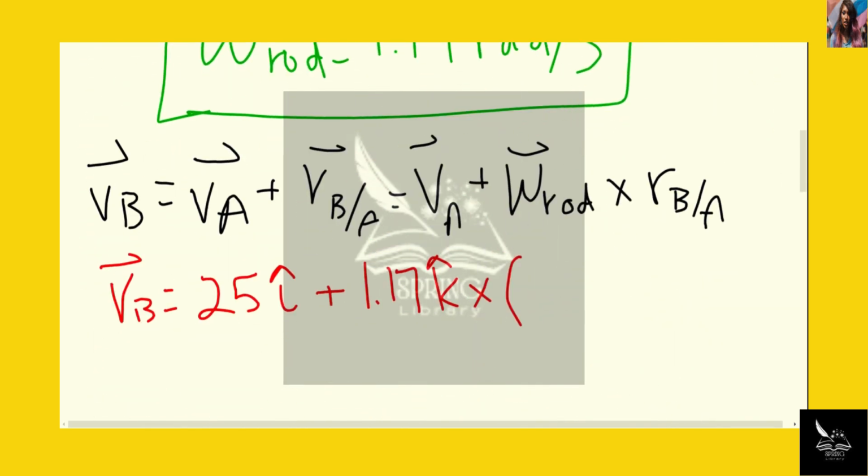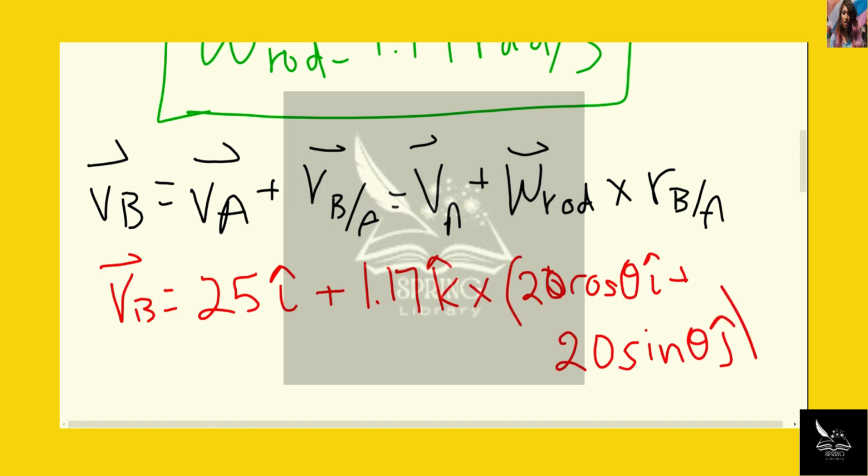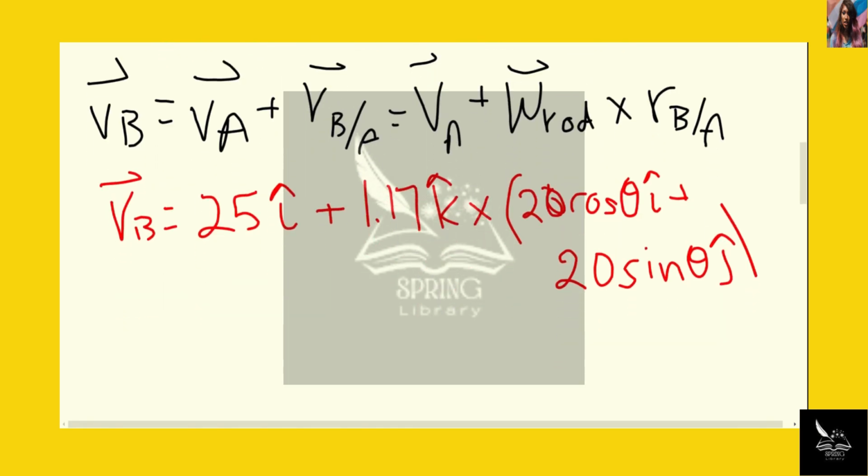So what we can do is say 20 cosine theta I hat plus 20 sine theta J hat. And that is our equation for VB.